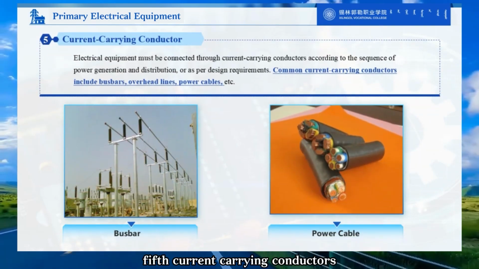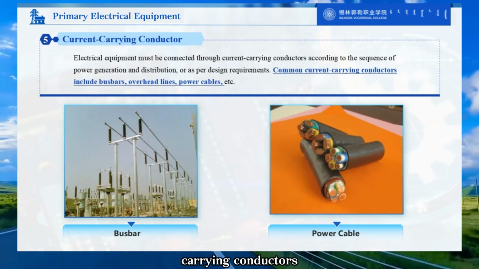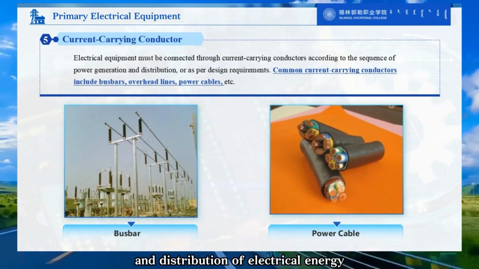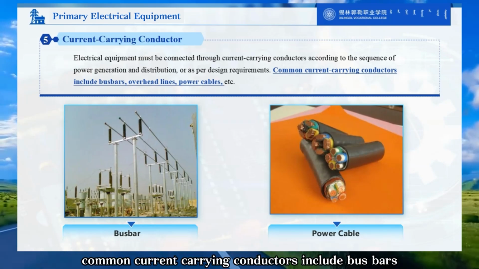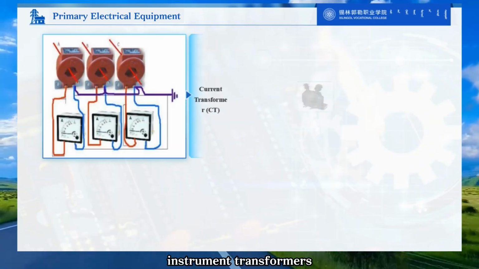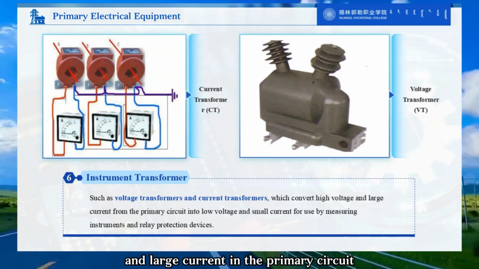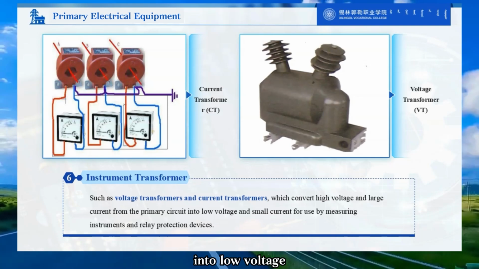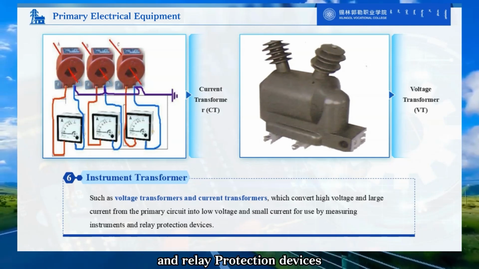Fifth, current-carrying conductors. Electrical equipment must be connected through current-carrying conductors according to the sequence of production and distribution of electrical energy, or according to design requirements. Common current-carrying conductors include bus bars, overhead lines, and power cables. Sixth, instrument transformers, such as voltage transformers and current transformers. They transform high voltage and large current in the primary circuit into low voltage and low current for use by measuring instruments and relay protection devices.